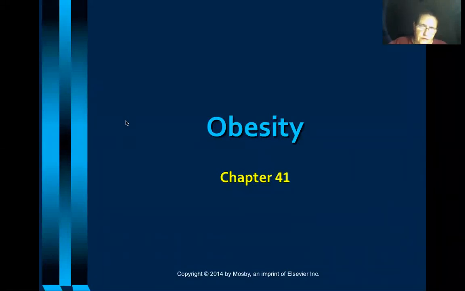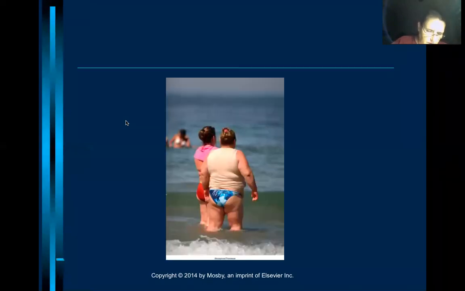Hi, everybody. Here we are on chapter 41. This chapter is on obesity, and obesity is one of the main issues. It is an excessively high amount of body fat or adipose tissue. It's a major health problem because it increases the risk of numerous other diseases such as diabetes and cancer, and it has become a chronic state in the United States.